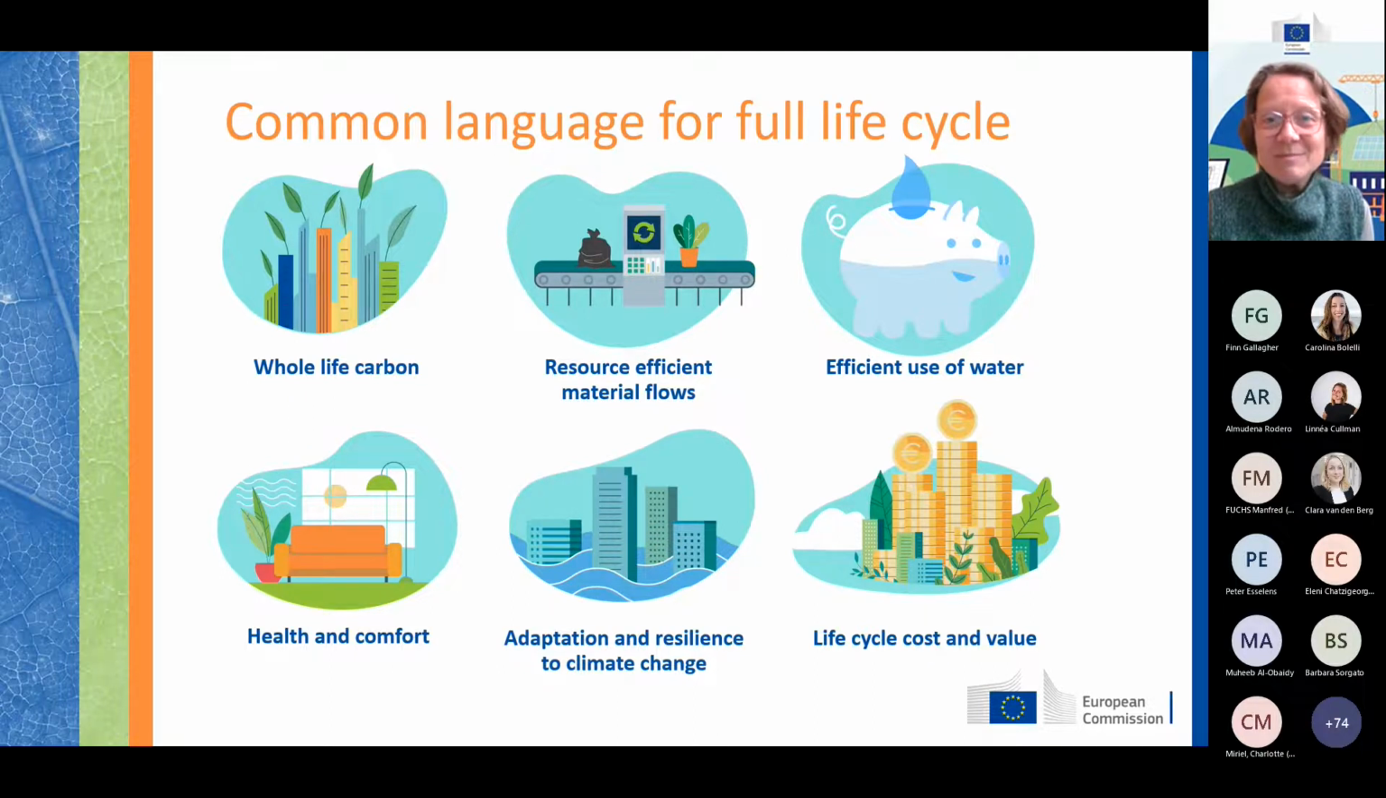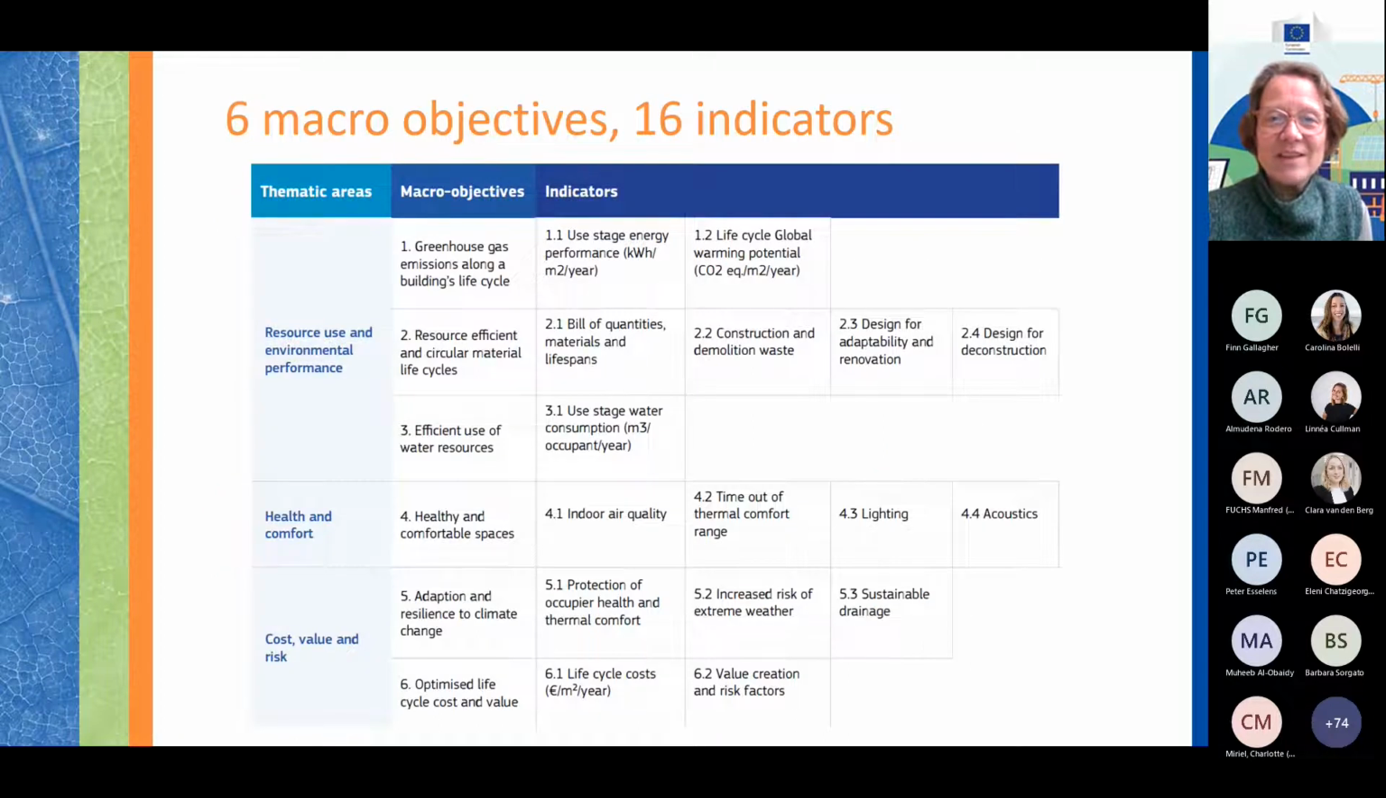So if I could have a next slide, please, we will get an overview of what the indicators actually look like. So I mentioned 6 macro objectives. If you look in that column, you will see the exact same 6 ones that I just mentioned. So greenhouse gas emissions, material use, water reuse, healthy and comfortable spaces, adaptation, resilience to climate change, and life cycle cost and value. And in all those 6, we have, as I said, a set of indicators. You will see that it depends a little bit on the macro objective how many indicators there are, but you will find them and they look like this.